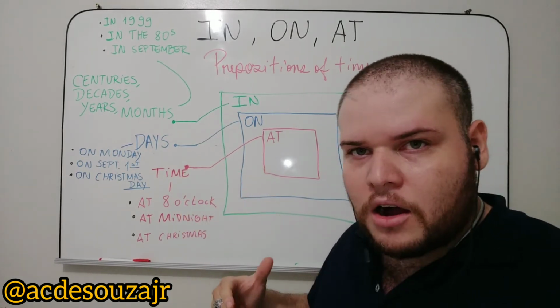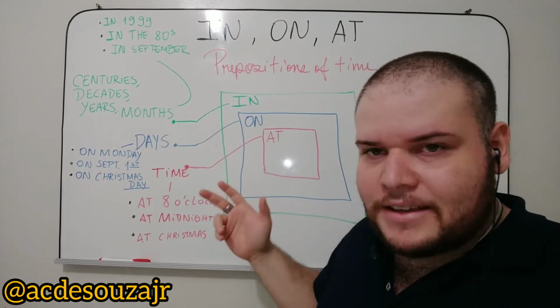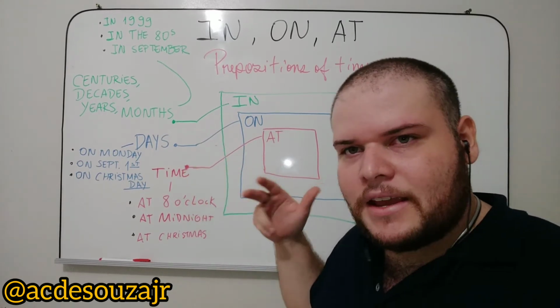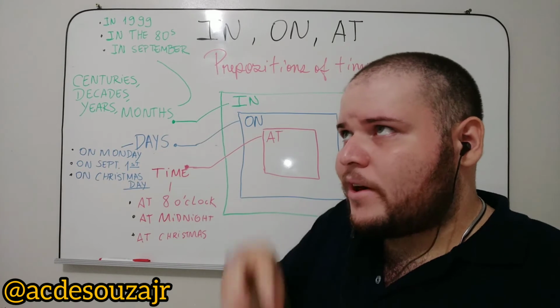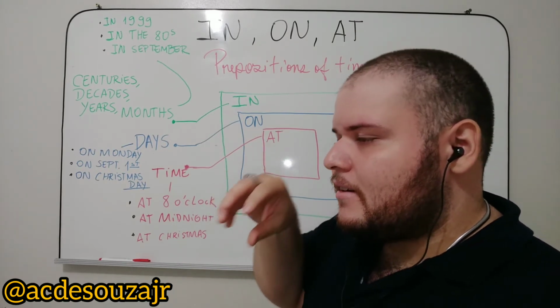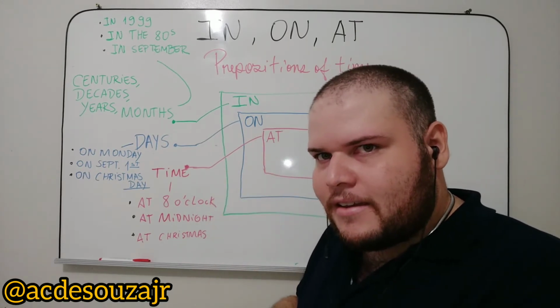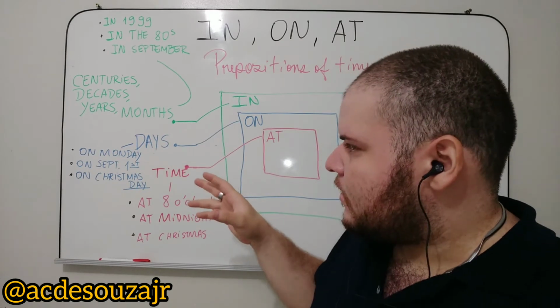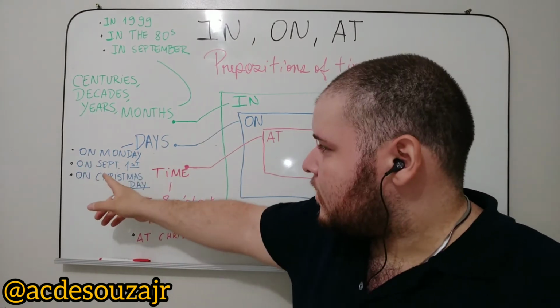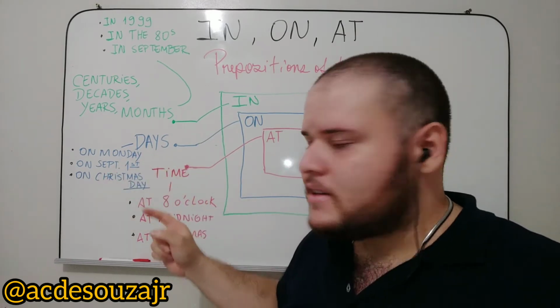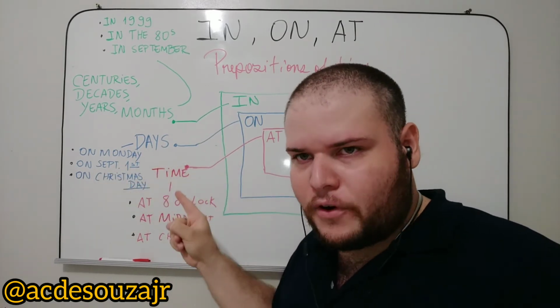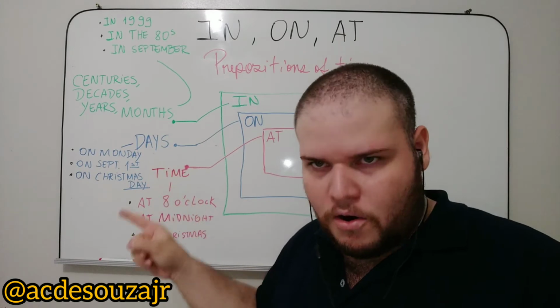Okay? On, we use in days, day of the week, day of the month, and holidays. Holidays with the word day. Okay? Here, for instance, on September 1st, we have September. But since we have the day first, we use on.